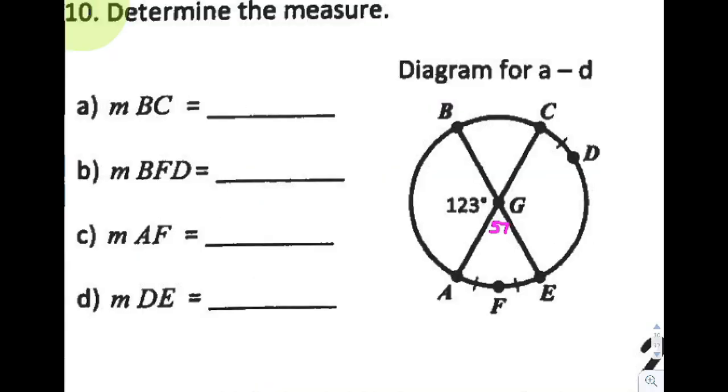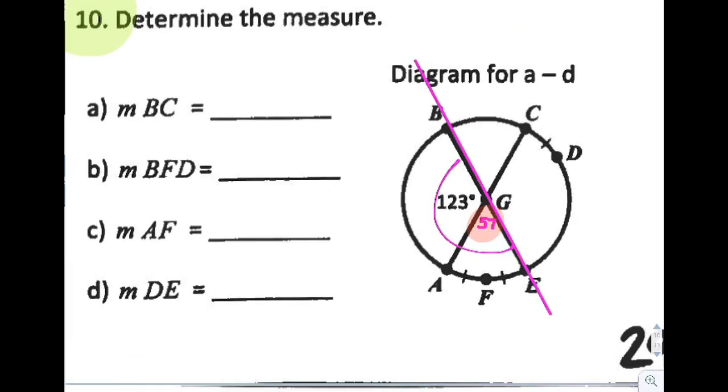There's 4 different things to find here. You can see I already wrote a 57 here. Where did that come from? Well, those 2 angles have to add up to 180. So I knew that the other side was 57. Now, if that is 57 and it's a central angle to this arc, and that arc is broken up into 2, then both of those arcs, A to F and F to E, would both be half of 57, which is 28.5. That's one of the questions.